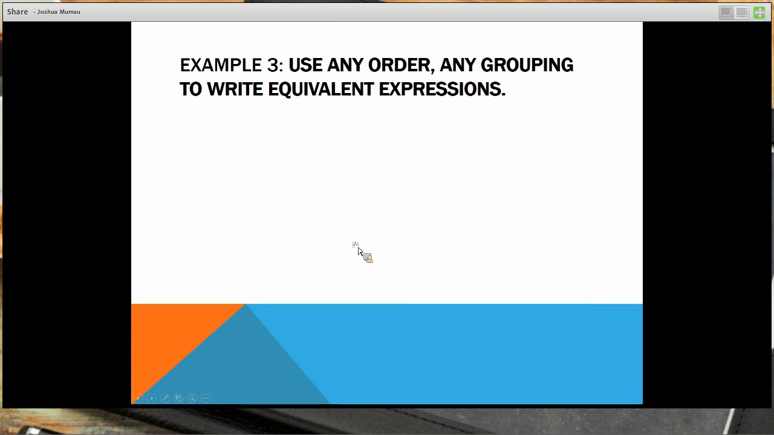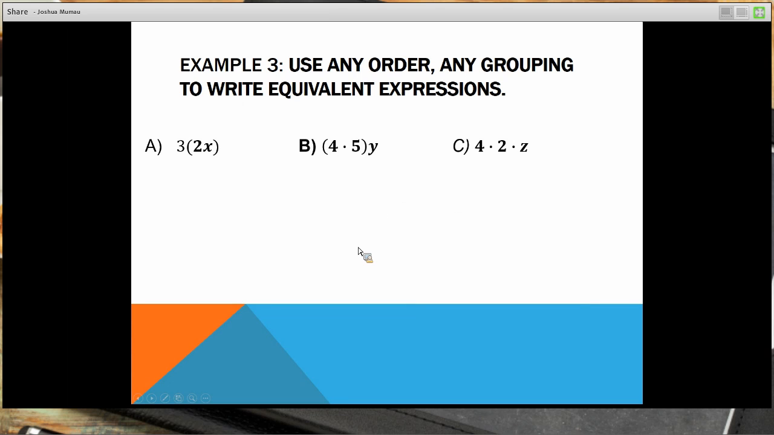Example 3. Let's do parts A, B, and C. For part A, we have 3 times 2x. For part B, we have 4 times 5. That quantity is multiplied to y. For part C, we have 4 times 2 times z.